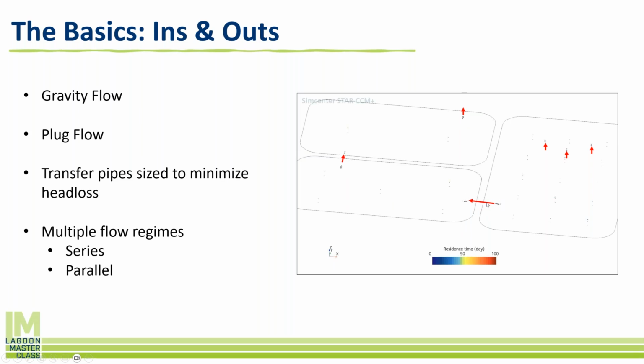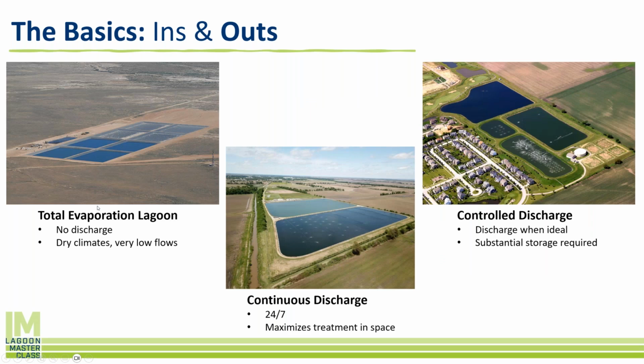These pipes are generally sized to minimize head loss. You don't want to see meaningful head loss across these pipes. And then we have multiple flow regimes that we're going to talk about. We have series and parallel. And then we also have a couple of different kinds of ways the water goes out of a wastewater lagoon system. So that's how the water gets into it. Where's the water go when it leaves the wastewater lagoon system? And in some cases, with total evaporation lagoons, it doesn't go anywhere, at least anywhere that you see.